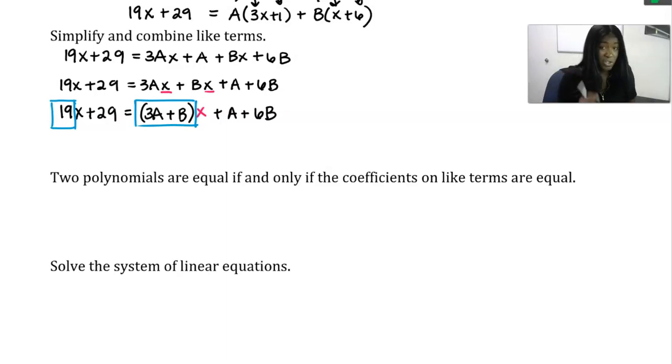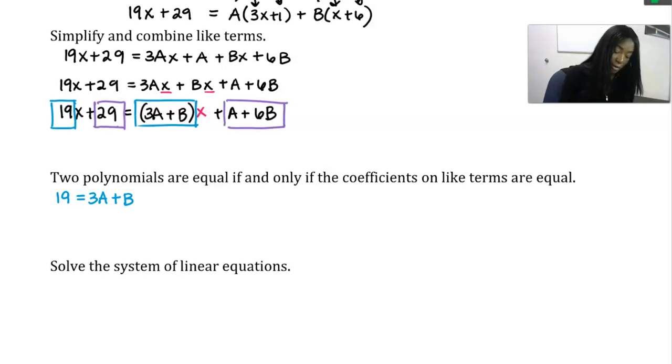So it must be true, that's why we pulled that x out, by the way. That pink x is why we pulled that out. So it must be true that 19 is equal to 3a plus b. And what must also be true is that the number that has no variable on the left side of the equation must be equal to the number that has no variable on the right side of the equation. So this is called equating coefficients. This has to be equal to that if both sides of the equation are equal. So it must also be true, I'm going to write this right under it, that 29 is equal to a plus 6b.